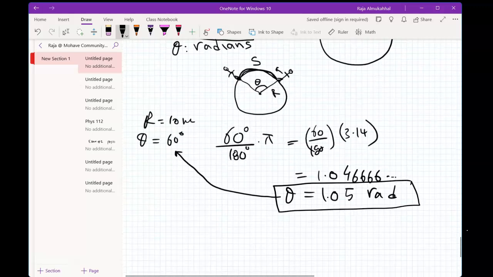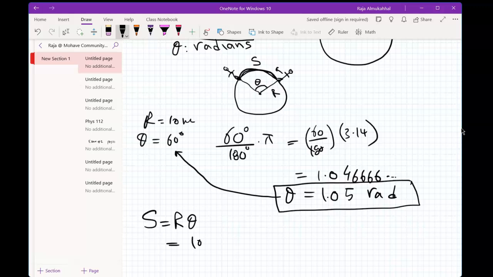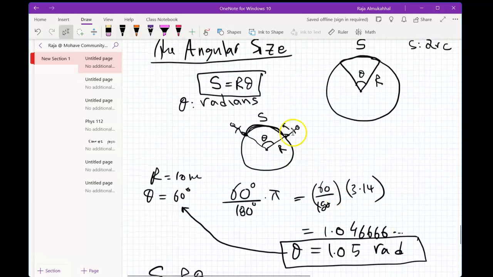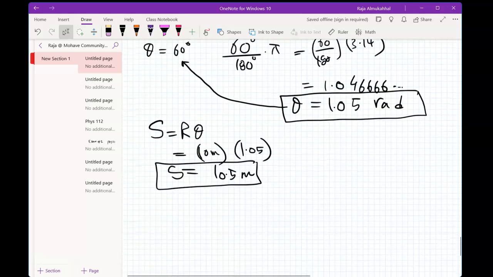So now back to our formula. S equals R theta. So R is 10 meters, we said, and theta is 1.05, and that will give me 10.5 meters. Okay, so the person has walked from here to here 10.5 meters. You got it? Okay, the converse is also true.